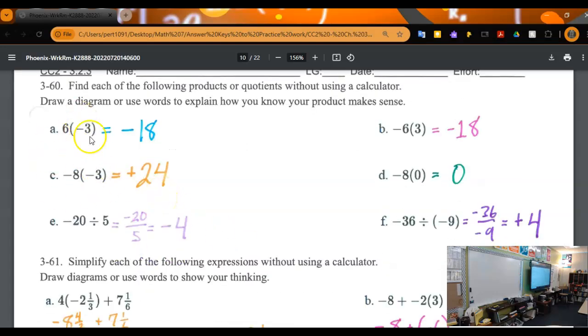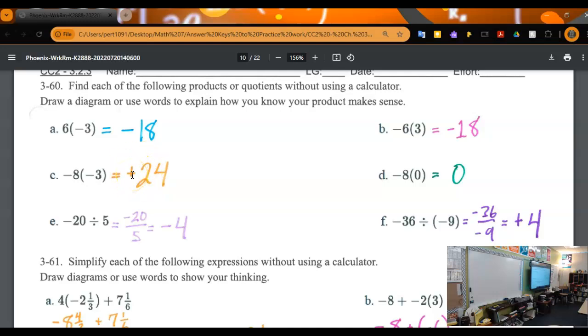On the back here, as we start 60, we're working on some multiplication and division. Watch out for those signs, right? The trapdoor of the signs. When there's one negative involved, we stay negative. When it's a negative times a negative, we become positive.